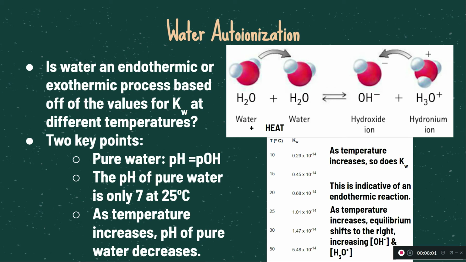So what are the key points I want you to take from this? Well, in pure water, regardless of temperature, pH is going to equal pOH. The pH of pure water is only 7 at 25 degrees Celsius. As the temperature increases, the pH of pure water actually decreases, because again, it is an endothermic process. As we add more heat to the left side of the equation, that causes a shift due to Le Chatelier's principle to the right-hand side, thus producing more hydronium ions, thus making the solution more acidic.